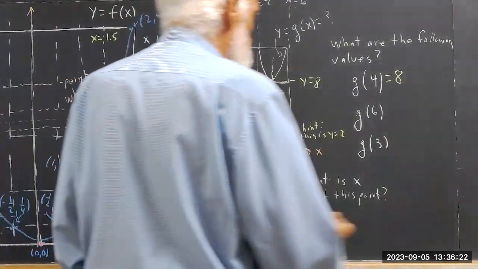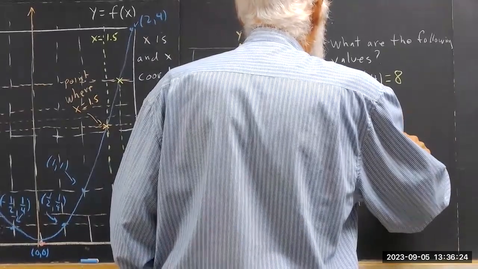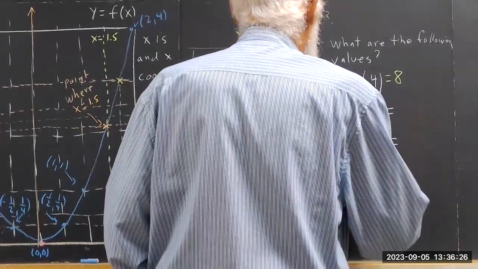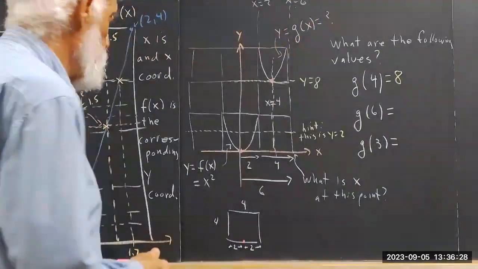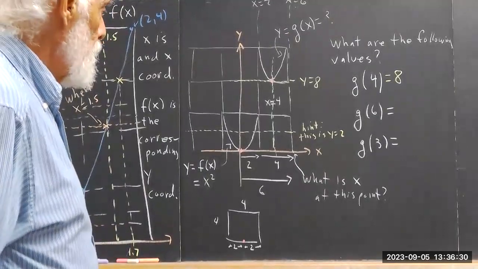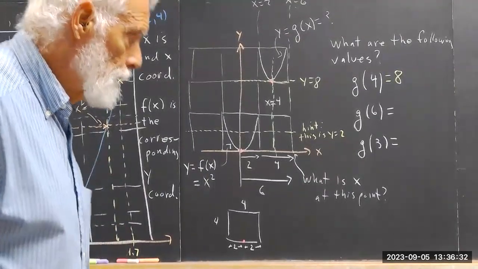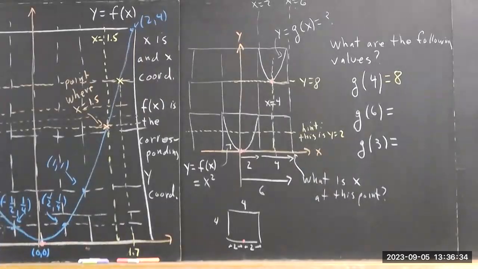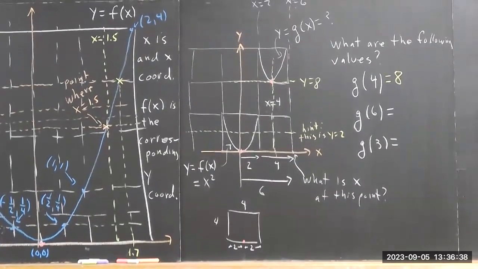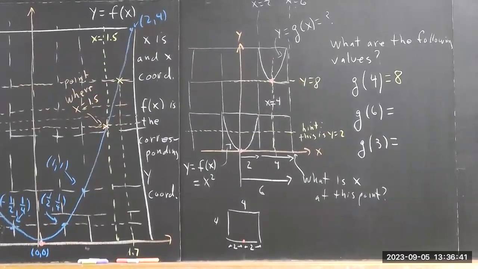Now write down, you got it listed. Everybody's pretty much got this in that paper. Tell me what you think g of 6 is, and tell me what you think g of 3 is. G of 6 should be pretty straightforward. G of 3 might be a little more challenging, but you can at least estimate.